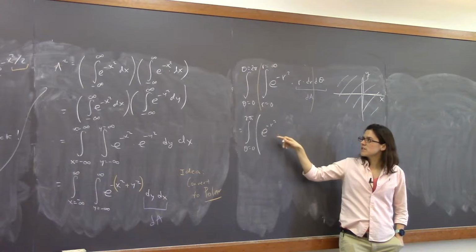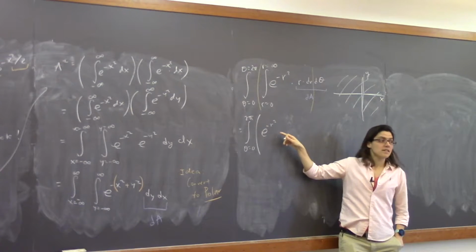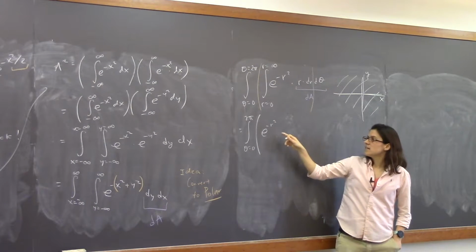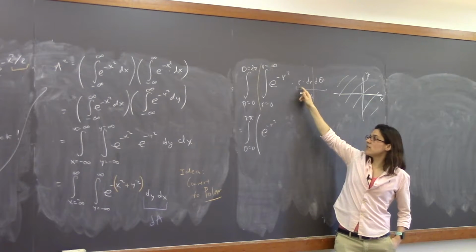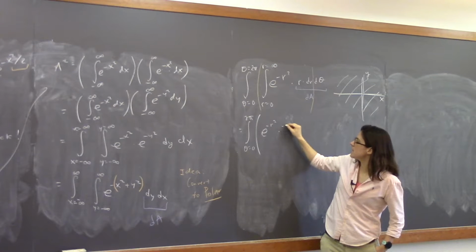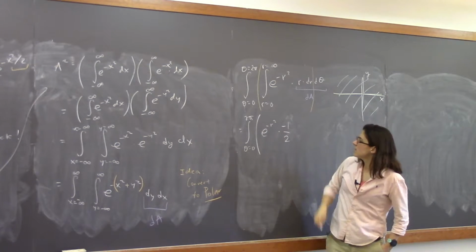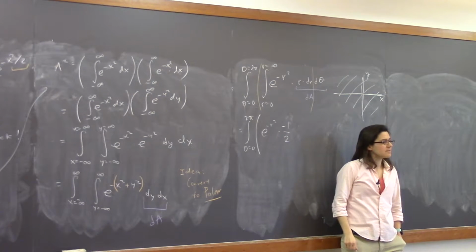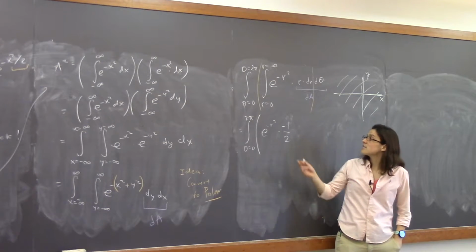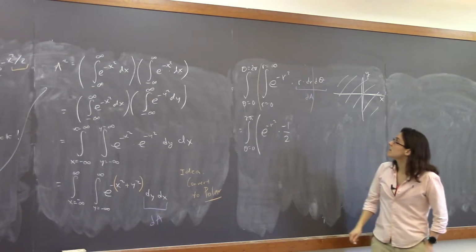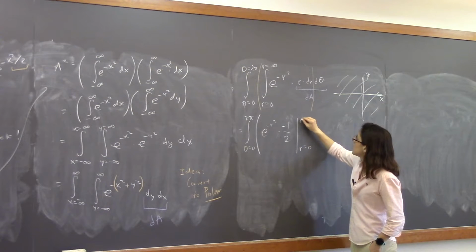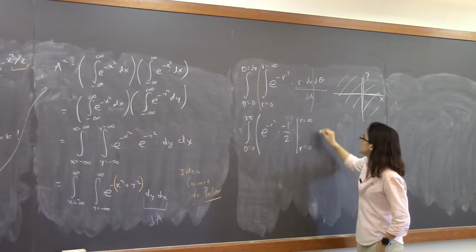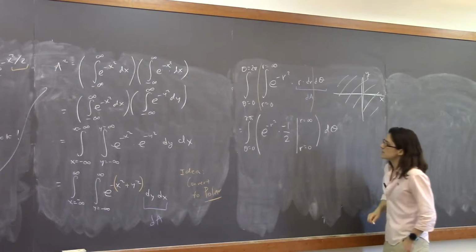If this was my function, I took its derivative, I'd get e to the negative r squared times negative 2r. But all I have here is an r. So I have to multiply by negative 1/2 to make it work out correctly. So that's the antiderivative of e to the negative r squared times r. And I'm going to substitute in from r equals 0 up to taking the limit as r goes to infinity, d theta.